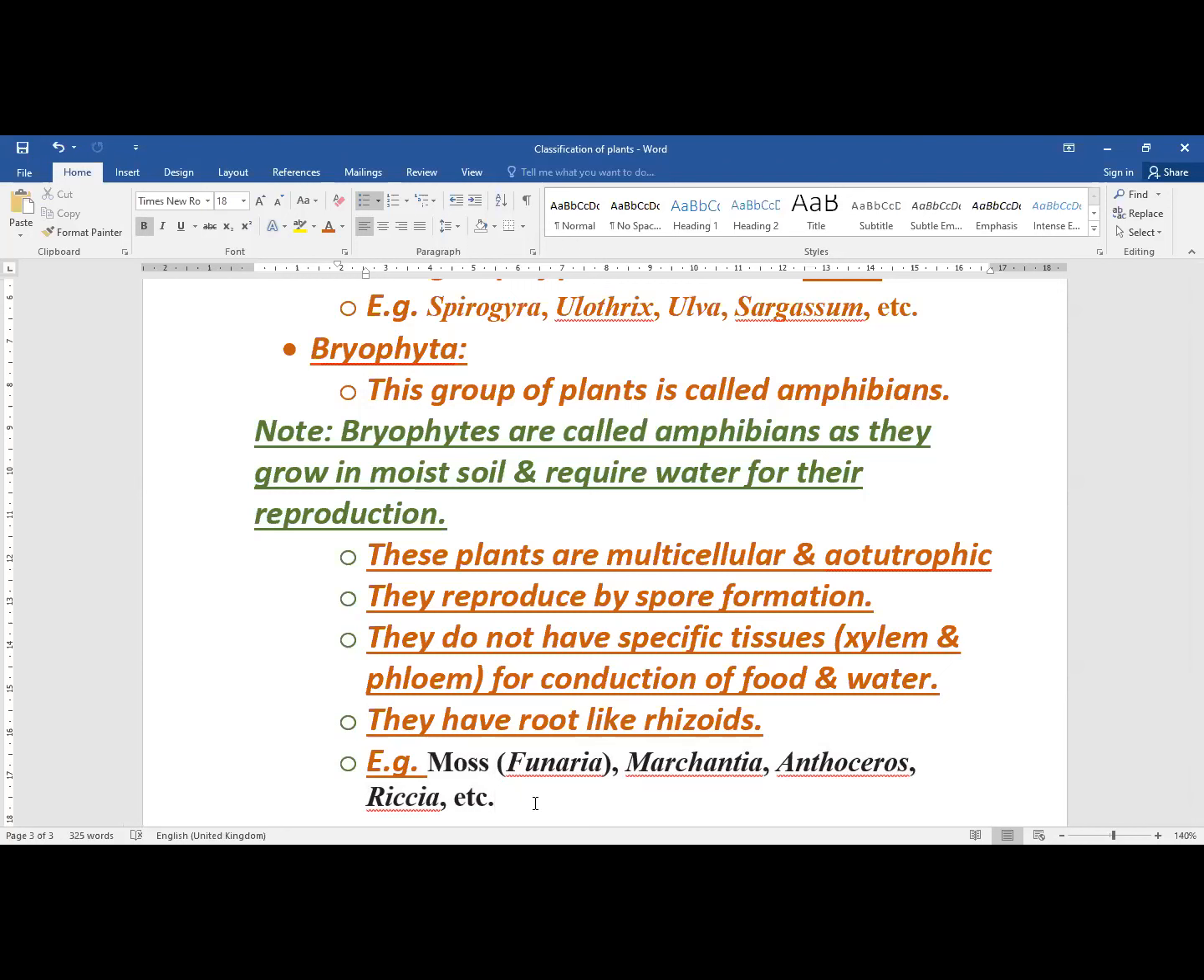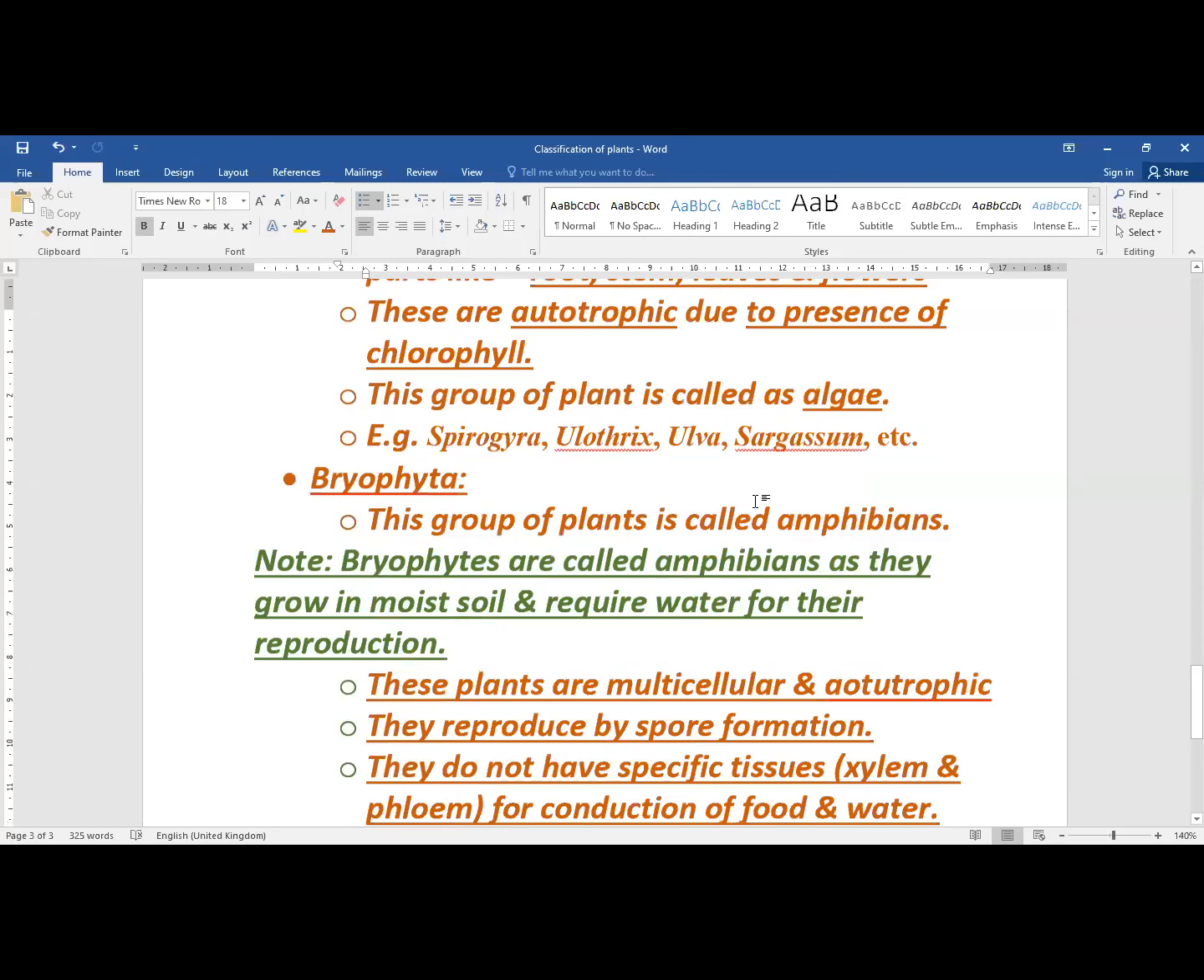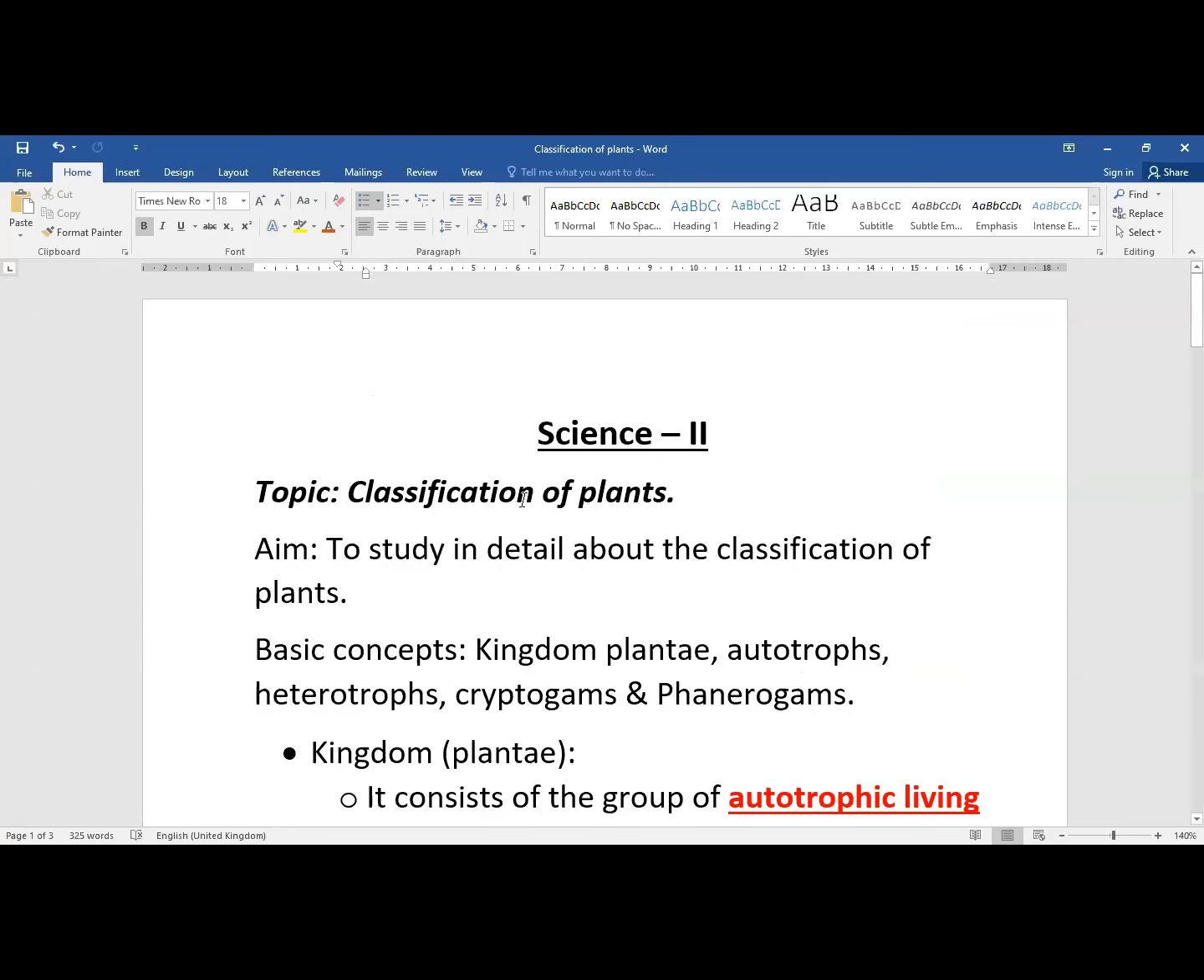All right, so for today we will stop here. We will take a short review of what we studied, and from the next session onward we'll start with the third division under the subkingdom cryptogam, that is pteridophyta. We will study pteridophyta during the next session. Meanwhile, let's take a short review. We started with our sixth topic, the first topic of part 2, classification of plants.